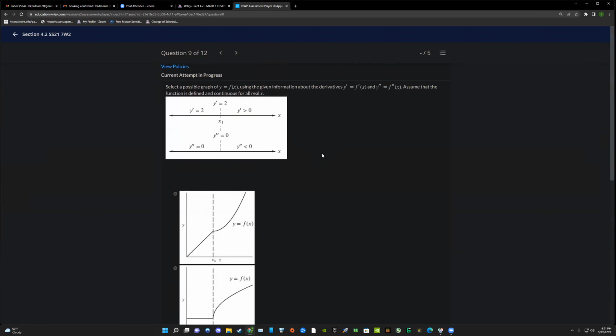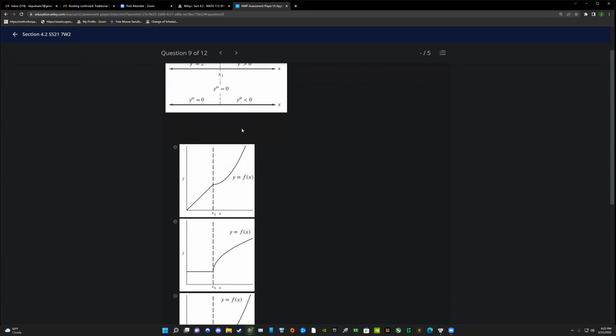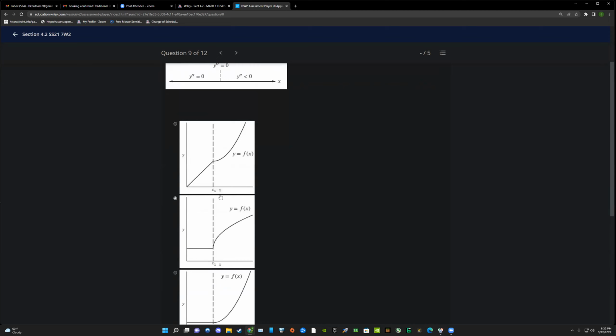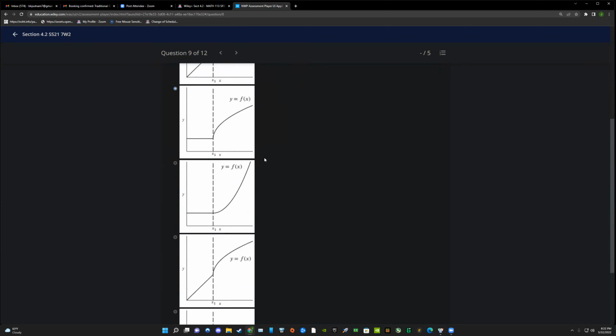Okay. So now let's go to the lower half where it says y double prime equals 0. There's potential for an inflection point there, but let's go to the one on the right. See where it says y double prime less than 0? That means it's concave down to the right of that dashed line. Is that graph concave down? That'd be the only one that would work.